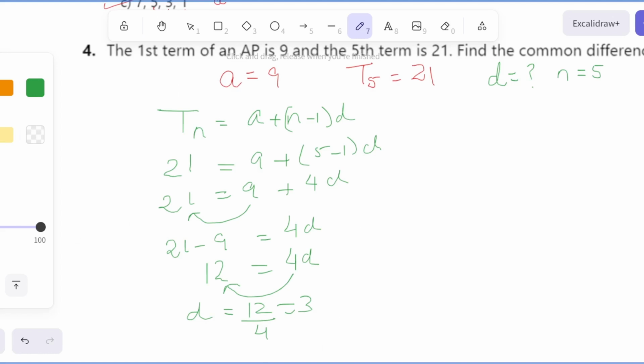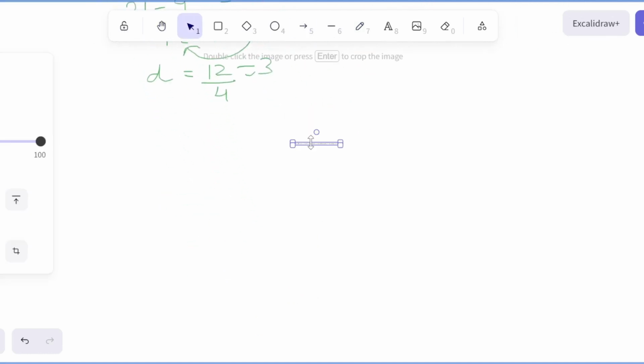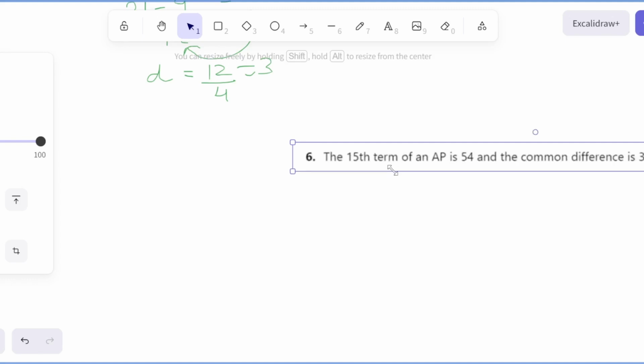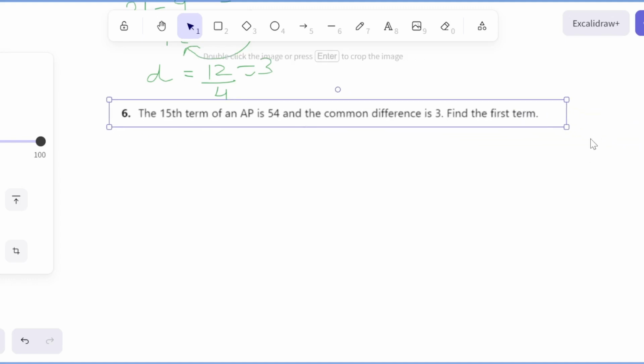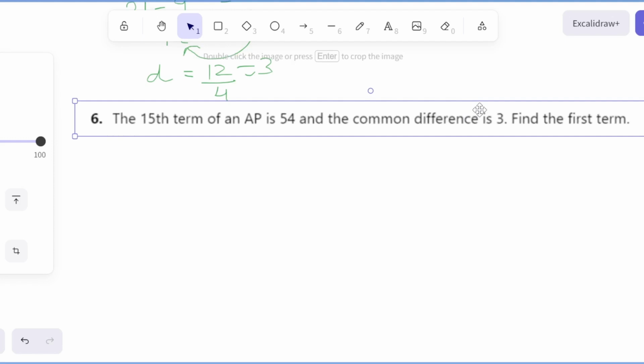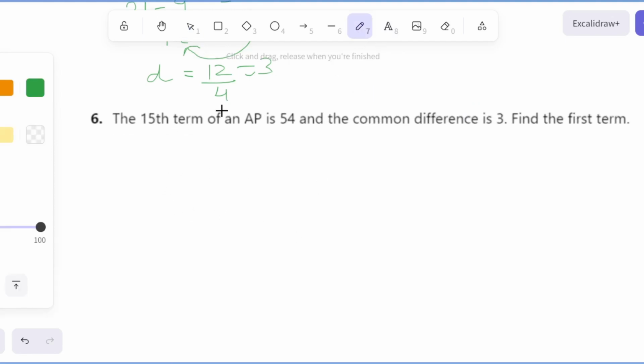All right. Let's take one more and try to solve it. No doubt so far, right? We are all good. The only thing we need to do is remember the general term formula. The rest is easy if we put in the values properly. The 15th term of an AP is 54, and the common difference is 3. Find the first term. Very nice question.